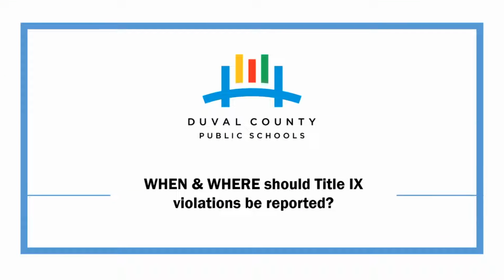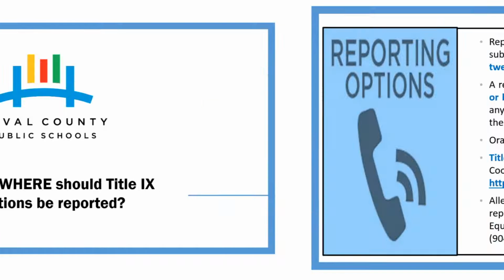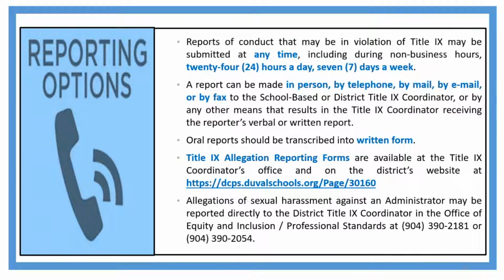So when and where should Title IX violations be reported? Reports of conduct that may be in violation of Title IX may be submitted at any time, including during non-business hours, 24 hours a day, 7 days a week. We have a Title IX email box that you can send any allegations to. A report can be made in person, by telephone, by mail or email, or even fax to the school-based or district Title IX coordinator, or by other means that result in the Title IX coordinator receiving the reporter's verbal or written report.